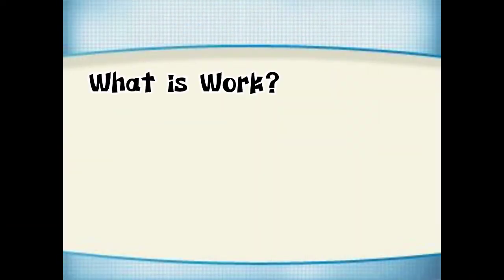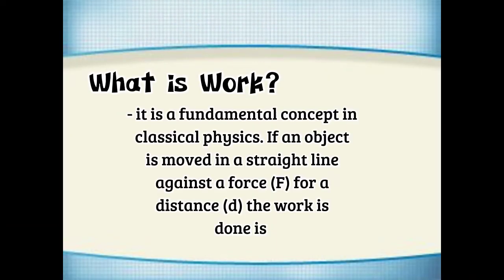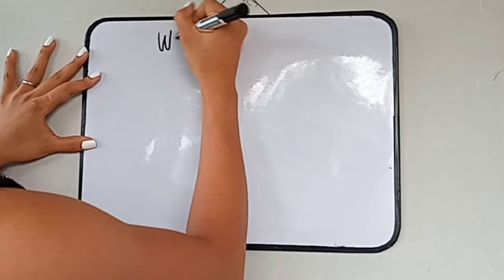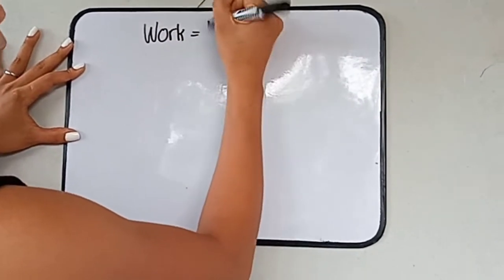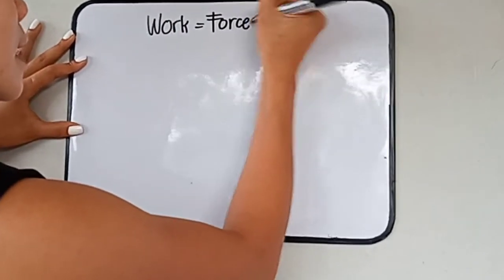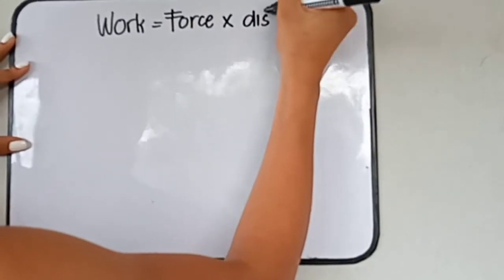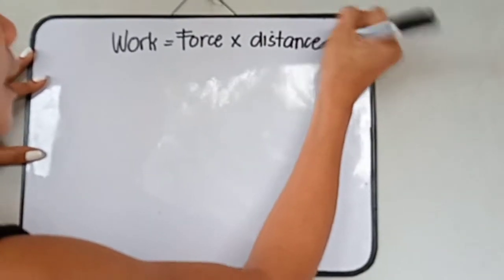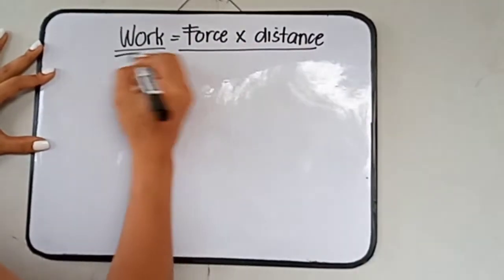What is work? It is a fundamental concept in classical physics. If an object is moved in a straight line against a force for a distance, the work done is W equals Fd, or work equals force times distance. So this will be our concept for today's discussion.